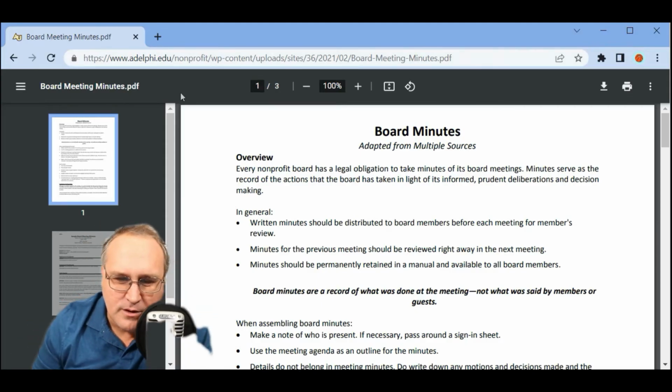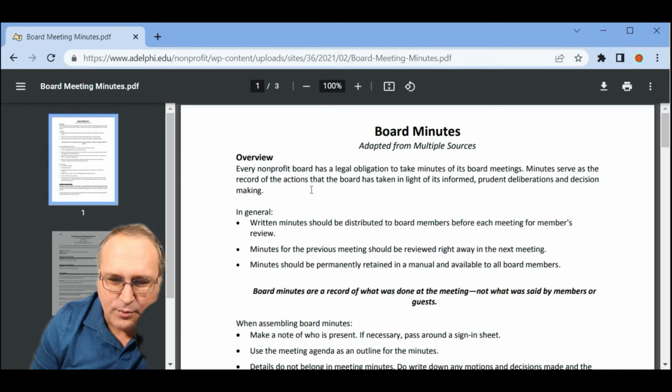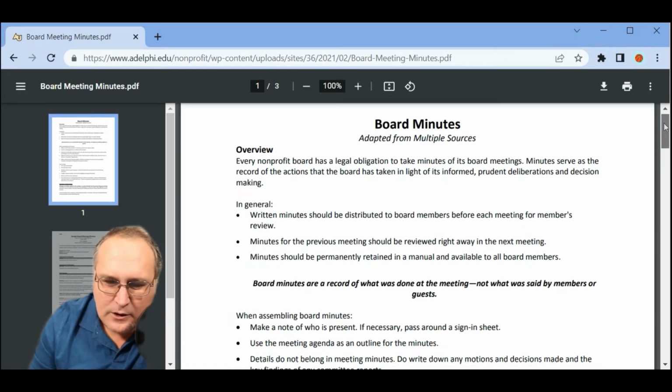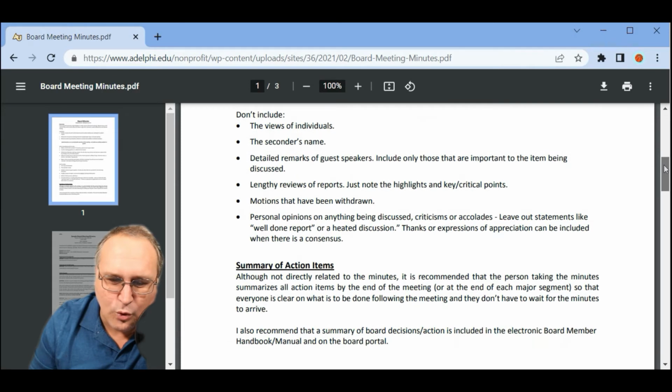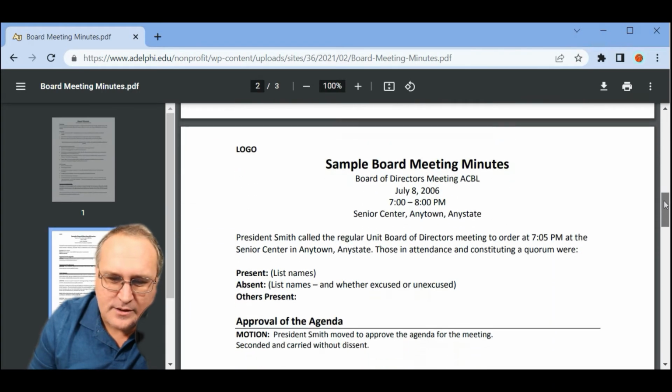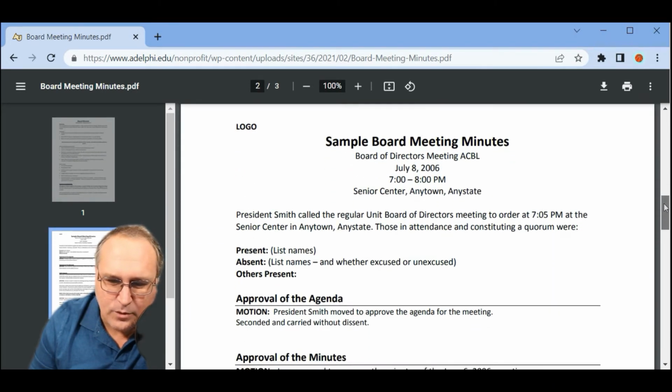So this one here, you can see it comes, we always like to look at our sources, from adelphi.edu. This is set up for a nonprofit. It doesn't really matter if it's a nonprofit or a board thing or a corporation. As long as it's a corporate entity, the same core issues are going to come up. So let's take a look at their sample board minutes here.